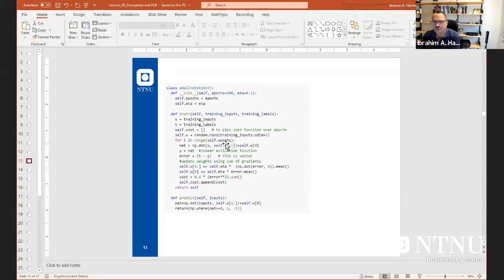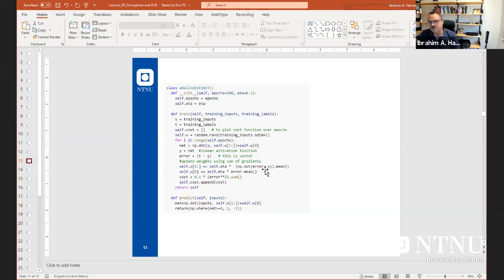And for the number of epochs, we will calculate X multiplied by omega. So we will calculate net. And after that, we will apply this linear activation function. And when you have this linear activation function, I will calculate the error, because we need the error here for updating our weights. And after that, I will update my weights. So delta omega is eta multiplied by the summation of error. I just use the mean value of the gradient.